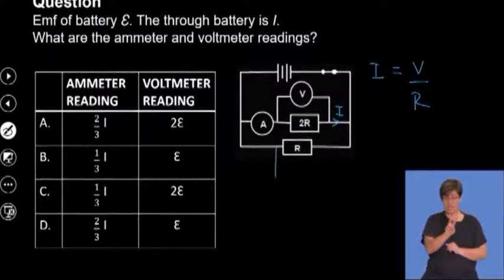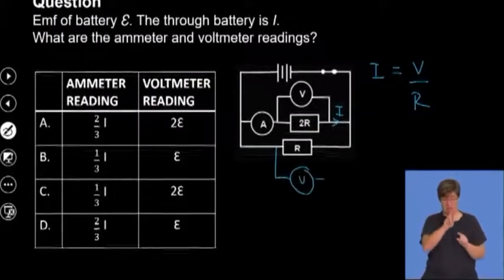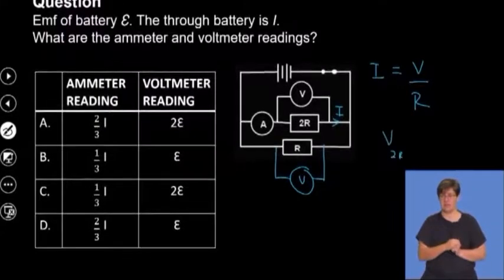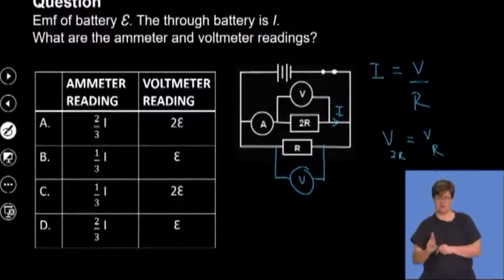We know that V across R is equal to V across 2R. Why? Because these two resistors are connected in parallel. So V across 2R is equal to V across R, because it's a parallel circuit.